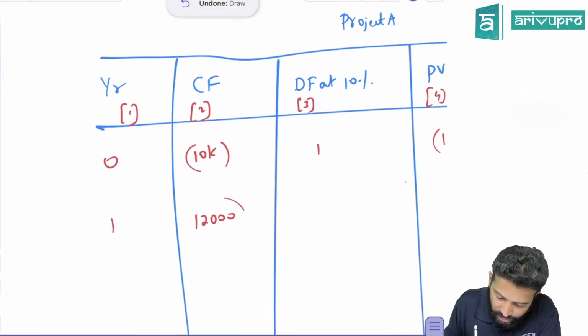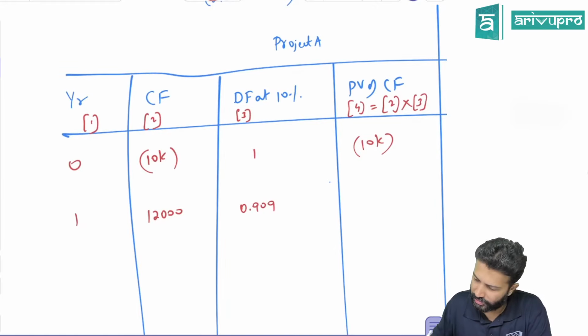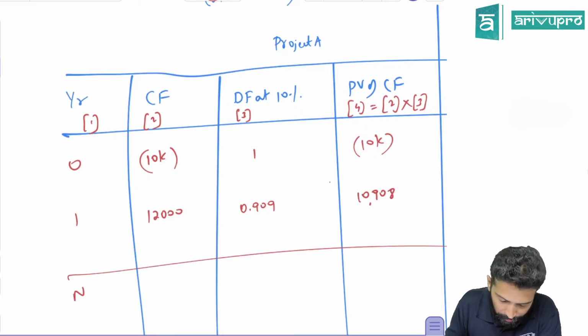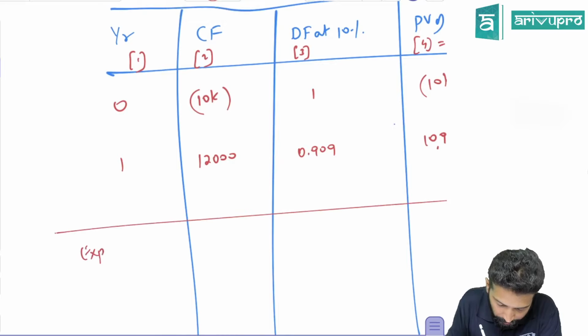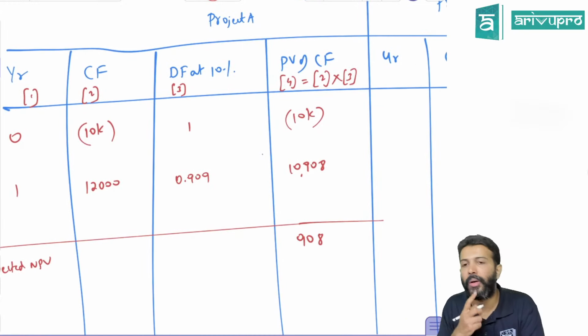So what is the discount factor for the first year, sir? 0.909. Multiply this and tell me how much it is. 10,908. So how much is your NPV then, or expected NPV? Your expected NPV for the first project is positive or negative? 908 positive. Yes or no?